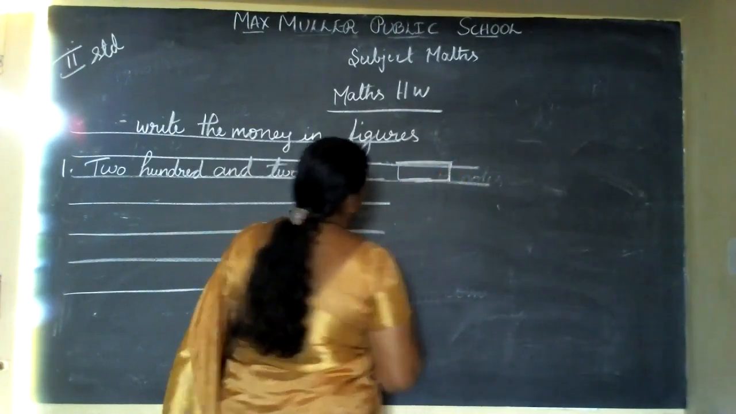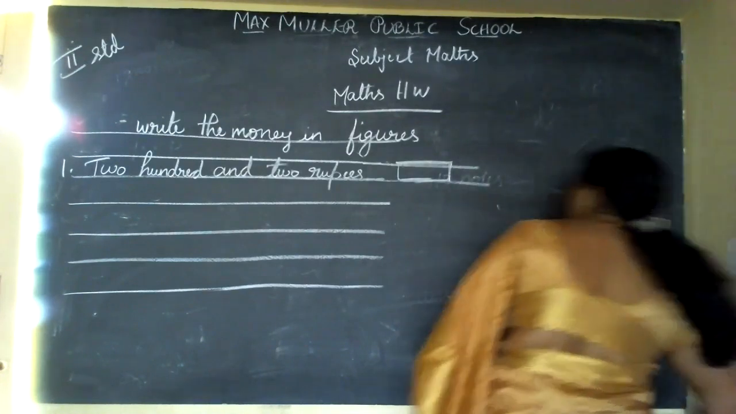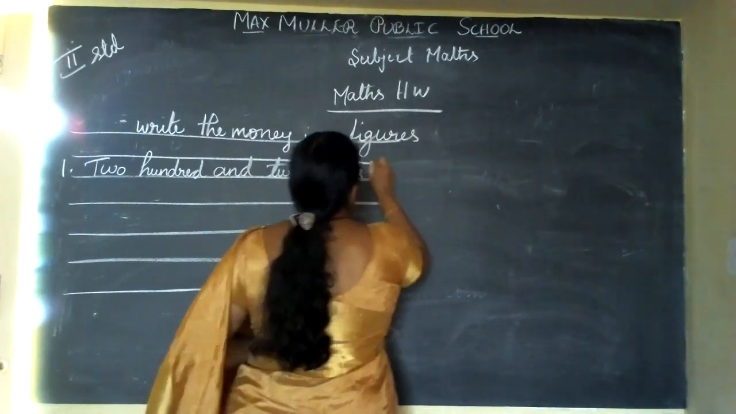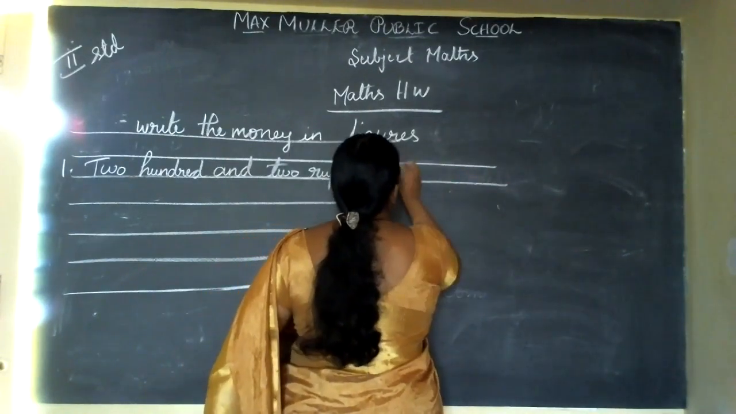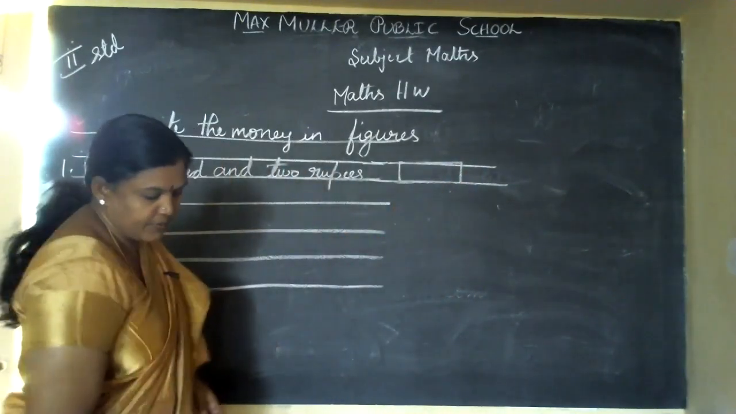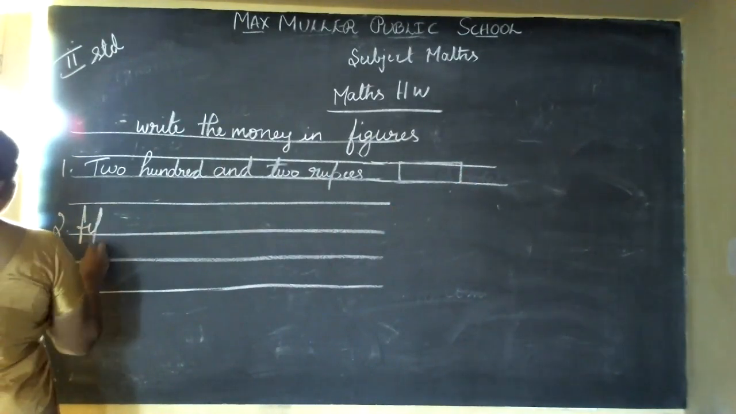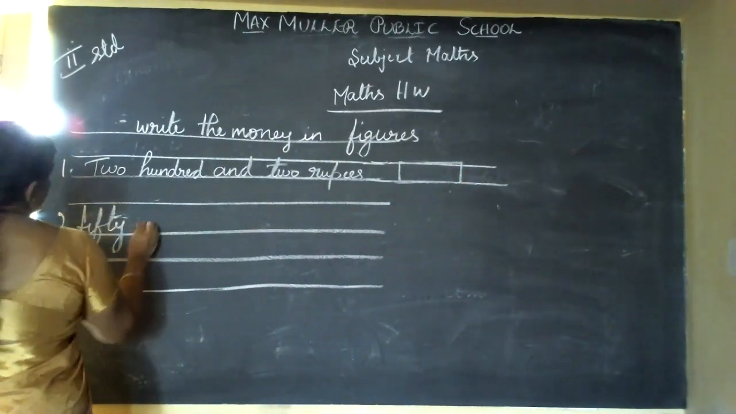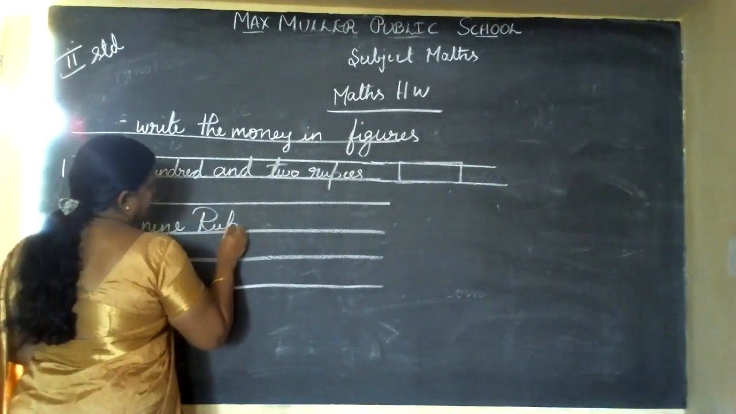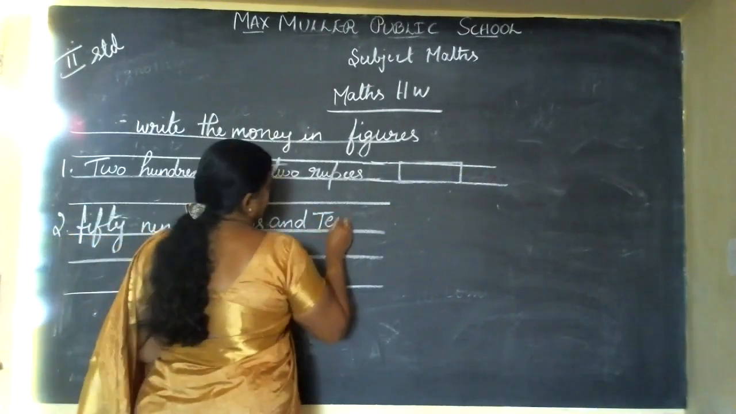Touch both the lines and write neatly. Want to write in the numbers. 59 rupees and 10 paisa. Second one, 59 rupees and 10 paisa.